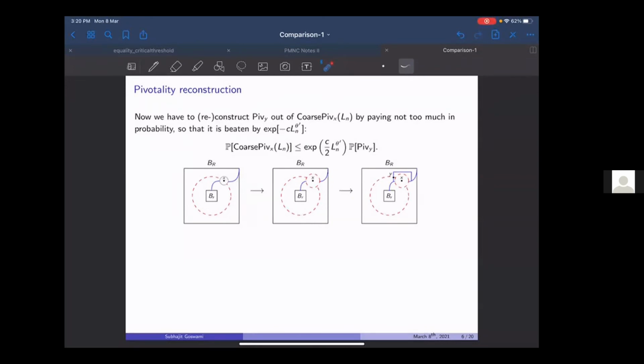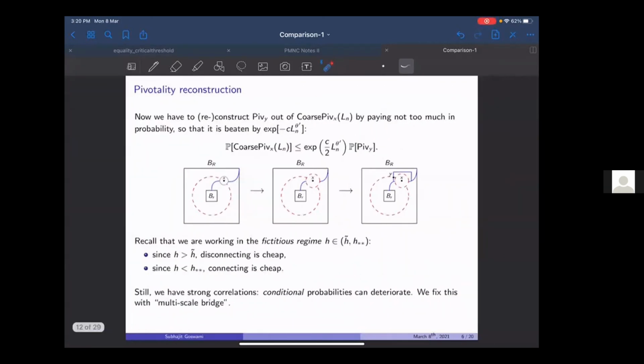So you first would like to draw a dual surface, and then we would like to connect them using a path. Of course, we cannot just do that. So let's see why this is reasonable, at least why they are reasonable, and then there are other things. So here, this assumption comes to the fore. We are in this regime, H tilde and H star star.